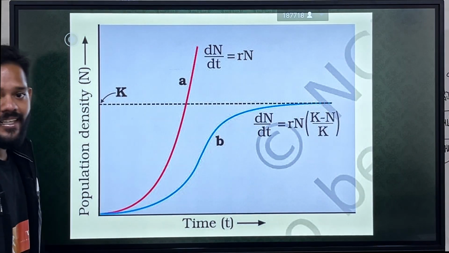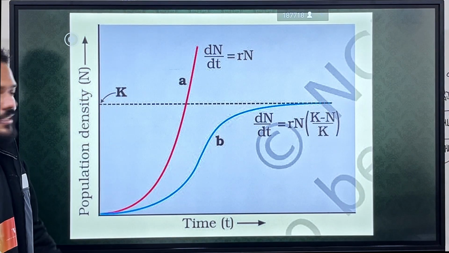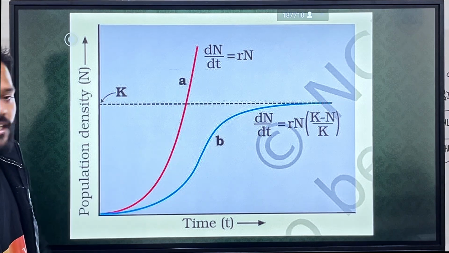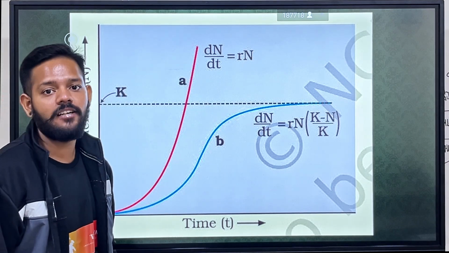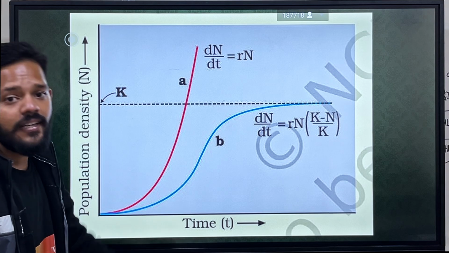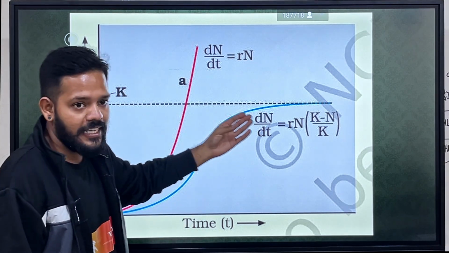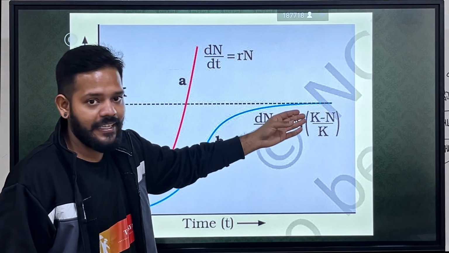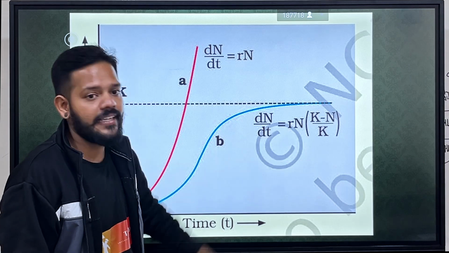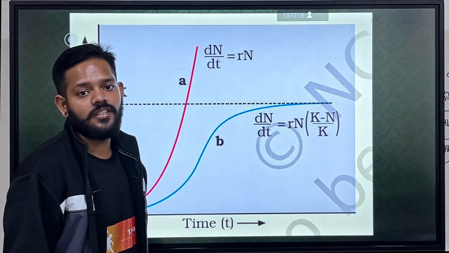Then this is your NCERT diagram in which you have both the graphs simultaneously. The red line denotes your exponential growth. The formula is dN/dt = rN, while B is your logistic growth, which is dN/dt = rN (K - N)/K, where K is the carrying capacity of this graph.